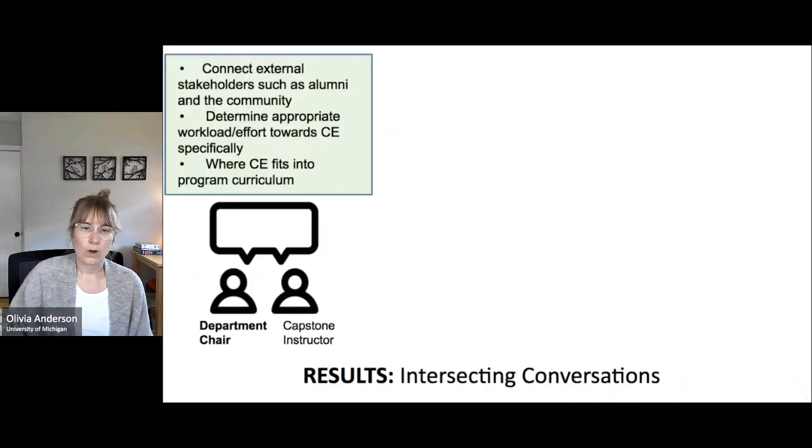What became pretty apparent pretty quickly was that there were intersecting conversations happening, meaning that instructors were having conversations with different types of colleagues, and those different types of colleagues would elicit different types of conversations. For example, if a capstone instructor was talking to a department chair, perhaps that conversation would pertain to how the capstone fit into the program, or how teaching that capstone plays into their tenure and promotion.